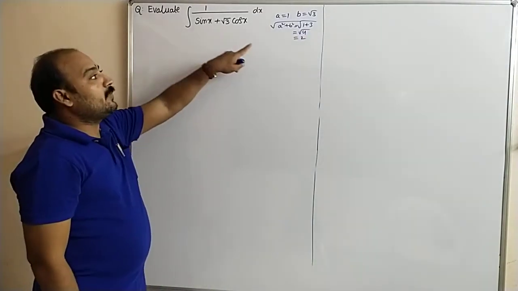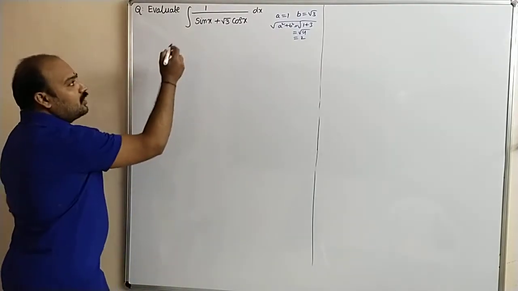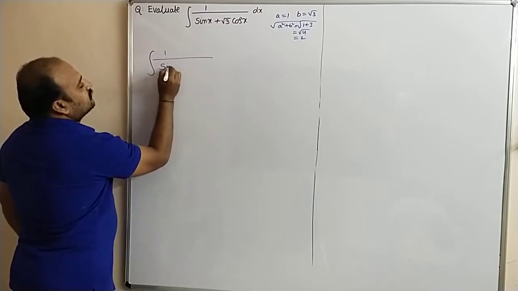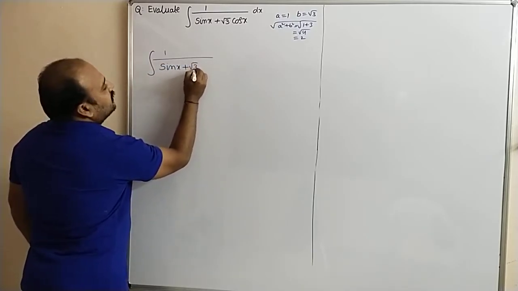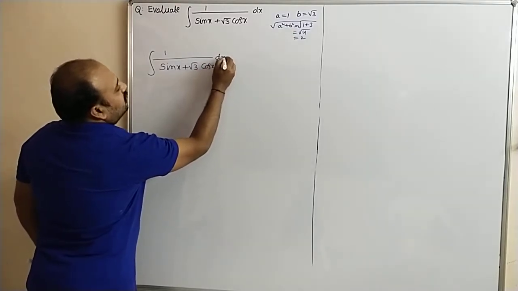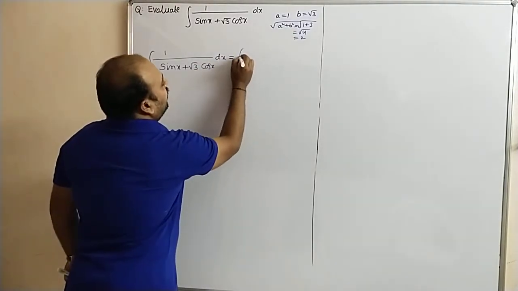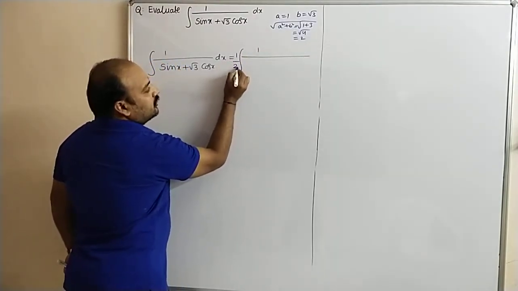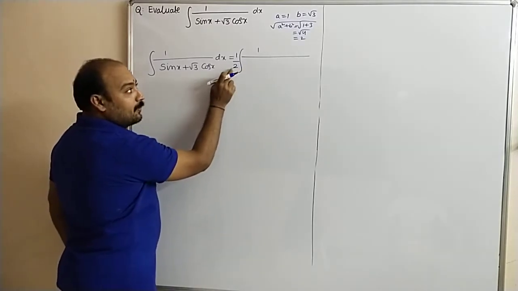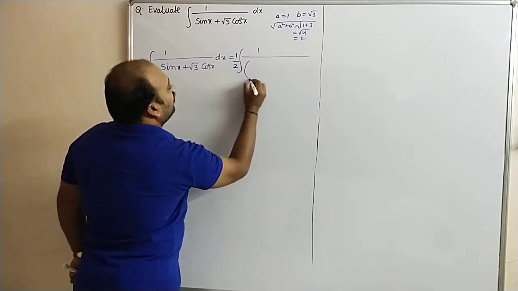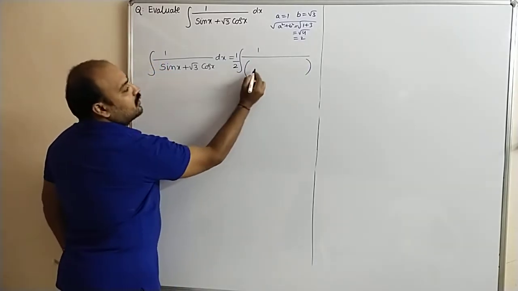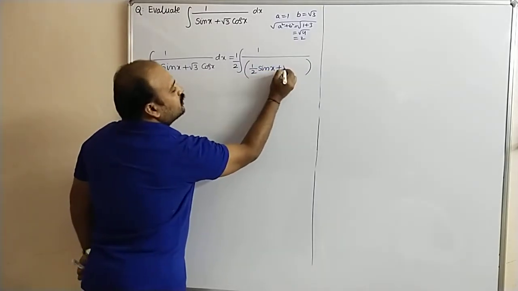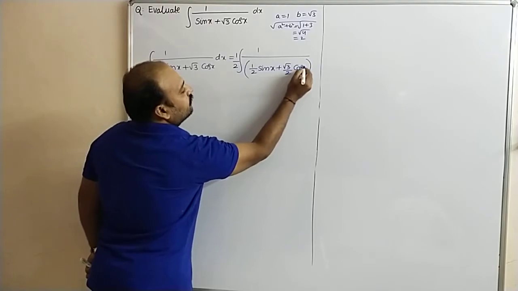So multiplying and dividing by 2 for the denominator. Now consider the integral of 1 by sin x plus root 3 cos x into dx. This is equal to the integral of 1 by, here observe carefully, multiplying by 2 and dividing by 2 for the denominator, 1 by 2 into sin x plus root 3 by 2 into cos x into dx.